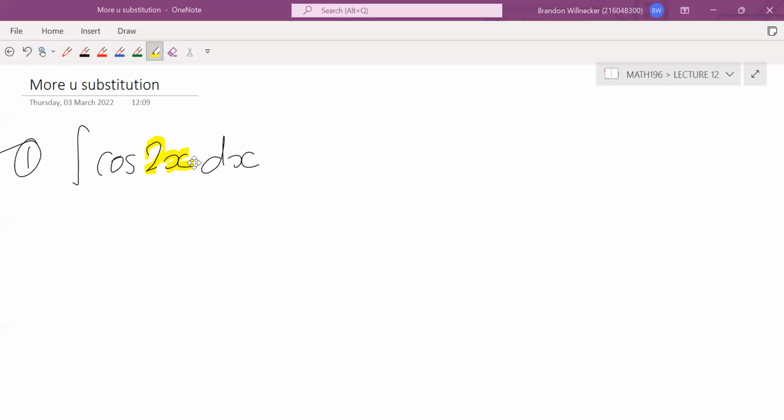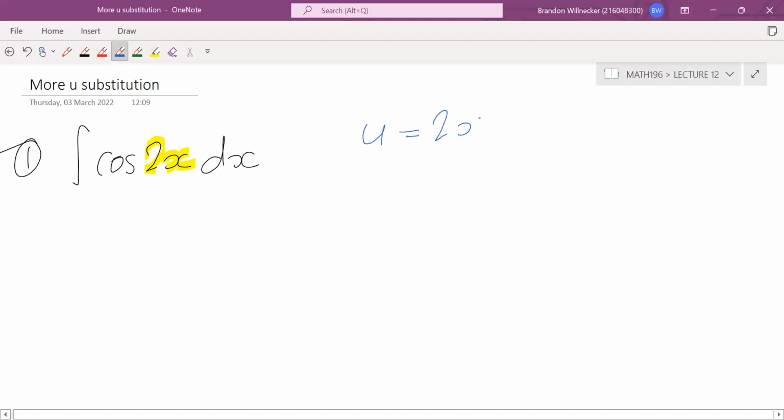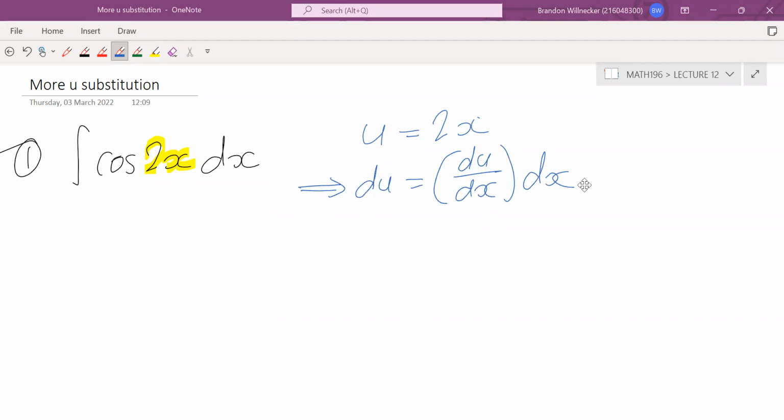That's something too difficult. So what we do is we say u is equal to 2x. So now it's going to become cos of u, which is easier to do. But we can't have cos of u dx, that doesn't make sense. Instead of dx, we need to find du. So how do we do that? Well, we're given u is equal to 2x. So from this, we can write du is equal to du by dx, dx. It's the conversion between x and u in terms of the differentials.